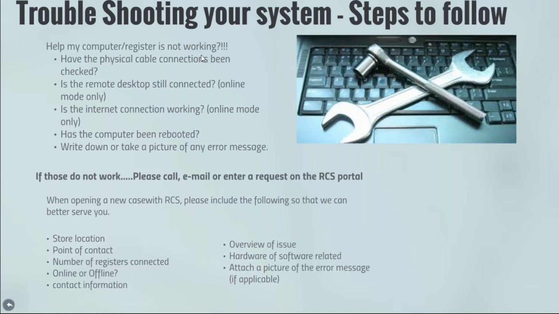But simple steps like checking the cable connections, not only to the terminal, but to your peripherals as well. So checking the cash drawer. Over time in a retail environment, things tend to get bumped and moved around. Cables do go bad. So identifying that and cross-checking and making sure everything's where it needs to be is always a great first step.